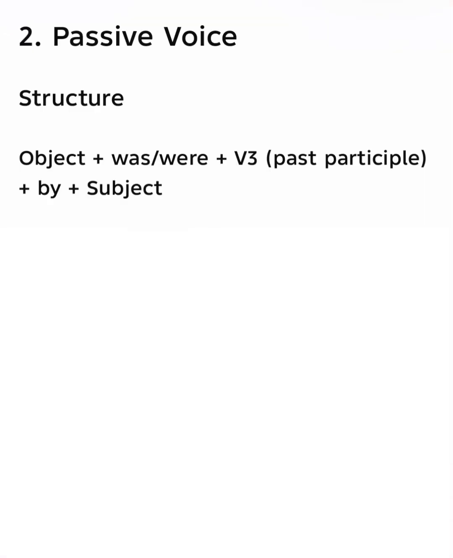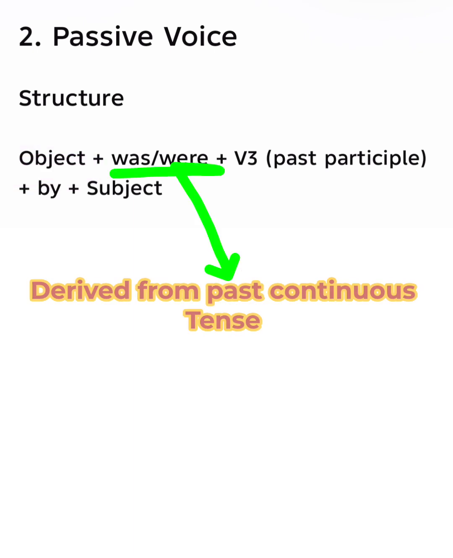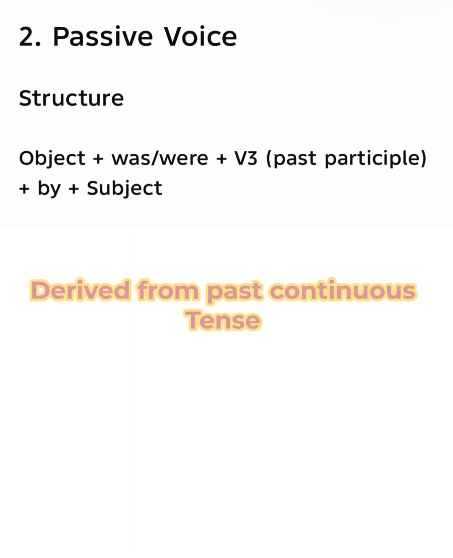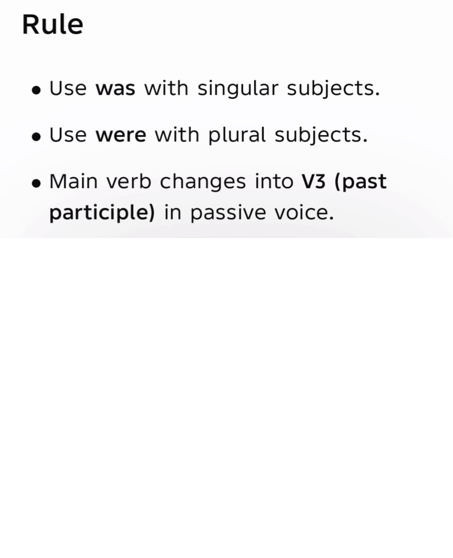So here is the simple formula: object, then the auxiliary verb of the past continuous, was, were, then verb third form, the past participle, then by, and then subject. And as we already discussed in detail, every indefinite tense will take the next continuous tense's auxiliary verb. So past indefinite will take the auxiliary verb of past continuous, was, were.